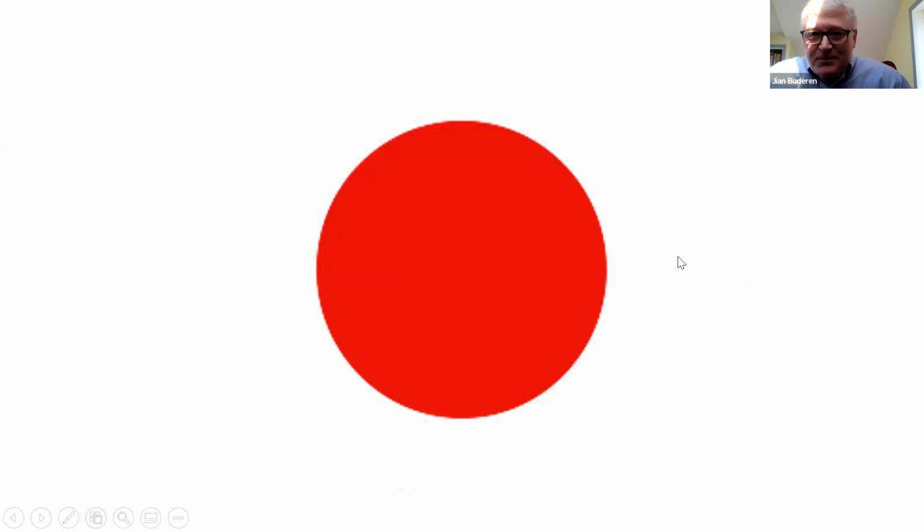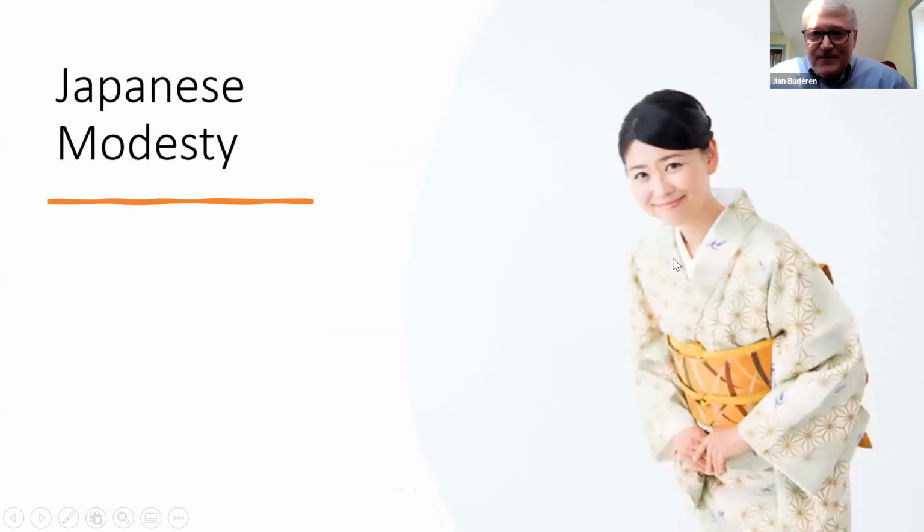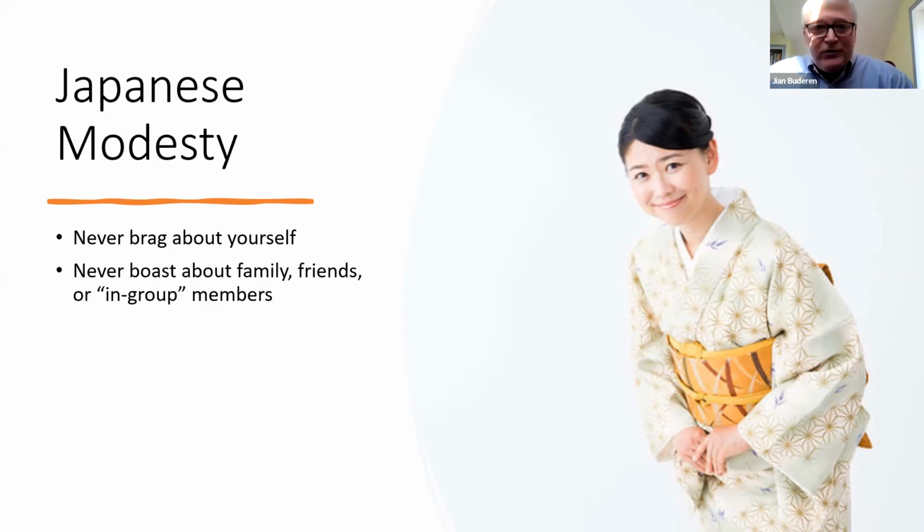Let's take a trip to Japan here. Okay, Japanese modesty. This is always interesting. Never brag about yourself, okay? We can understand that, but you have to be really careful about your P's and Q's. You never say, I'm pretty good at that, I can do this. No, that's out. Not only that, never boast about family, friends, or in-group members.